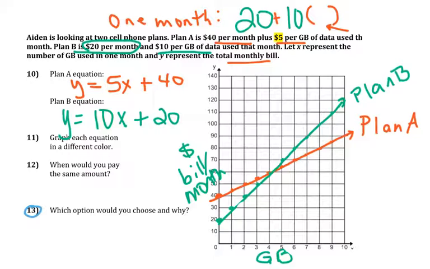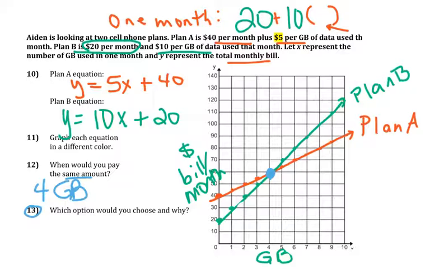Question 12 says, when would you pay the same amount? So at what point does it not matter which plan you have? It doesn't matter right here. Right there, if you're using 4 gigabytes of data, it doesn't matter which plan you use because you're paying $60 either way. And so that's just kind of where the system meets up, where the 2 equations meet up. That's what that means. You're paying the same either way. But then it kind of switches which one's better at that point.